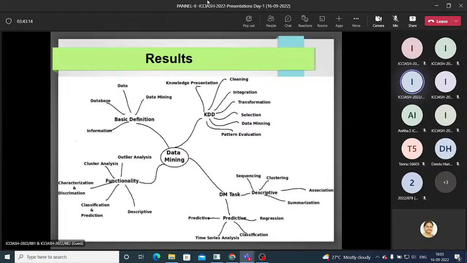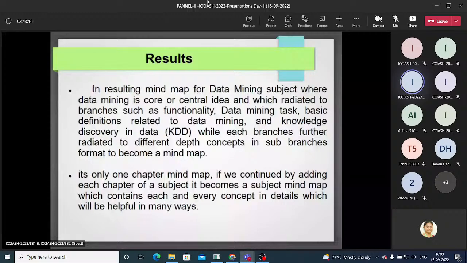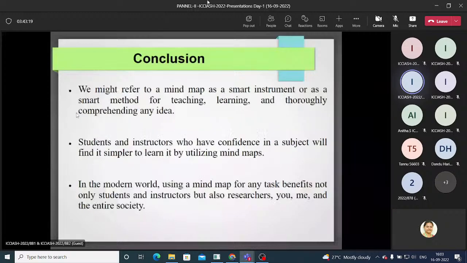It will obviously help both the instructor as well as the students, right? So here we come to our conclusion. We might refer to the mind map as a smart instrument or a smart method for teaching, learning, and truly comprehending any idea. Students and instructors who are confident in a subject will find it simpler to learn it by utilizing the mind map. And in the modern world, using a mind map for any task will benefit not only the students and the instructors, but also the researchers, you, me, and the entire society. It is a really beautiful tool which can be used in our education part, so that the instructors as well as the students can benefit from it, right?